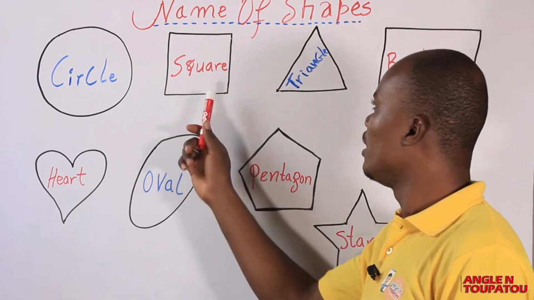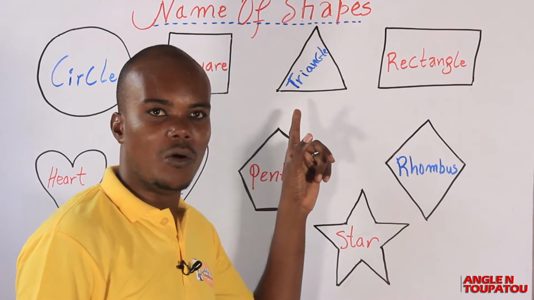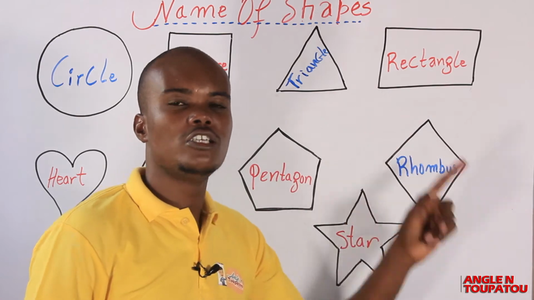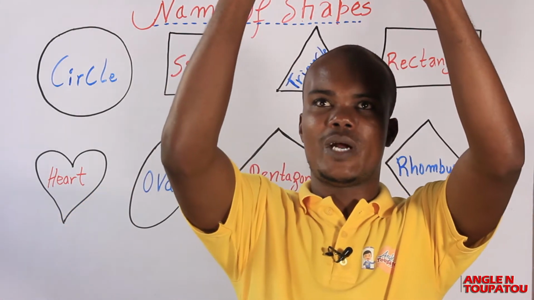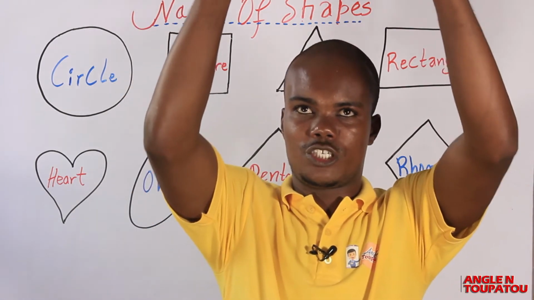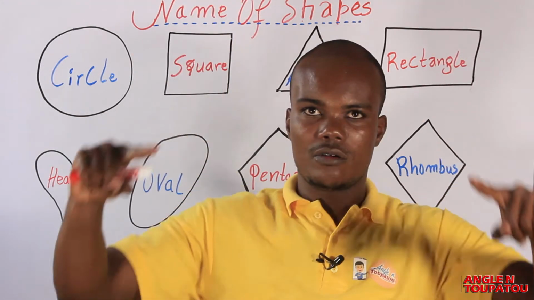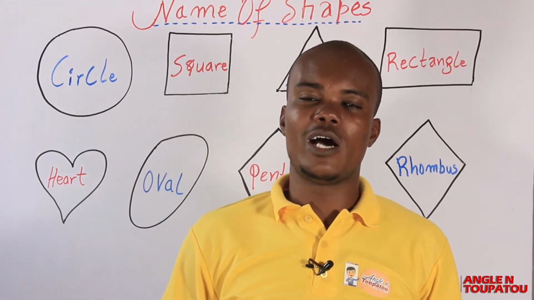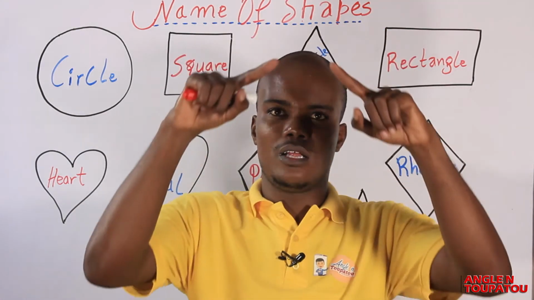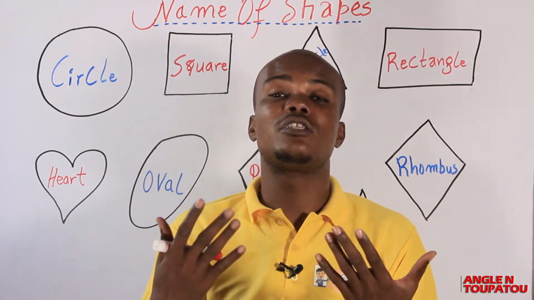It's a square. After a square, we have now a triangle. Triangle. A triangle. You see? We trace a triangle. Nous tracer un triangle. Do you see how I trace a triangle? I trace a triangle like this. Moi tracer un triangle.